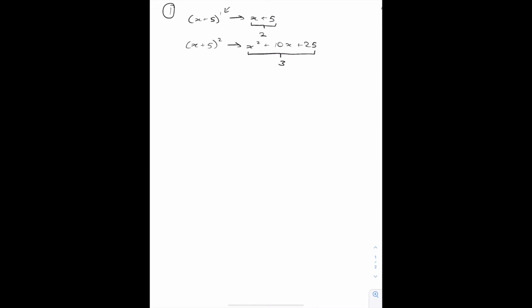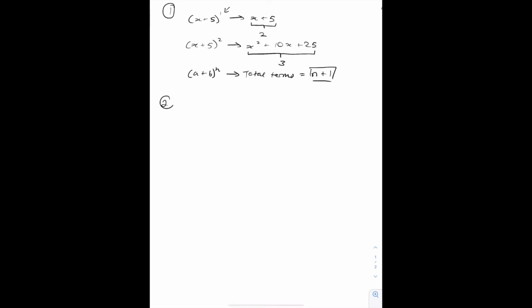We could go on, but it would become a lot more complicated to evaluate individually, and it would become a very long video. So essentially, when we have a plus b to the power of n, the total number of terms is equal to n plus 1.